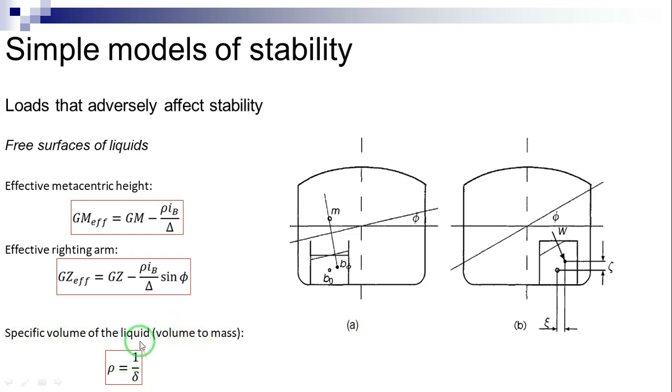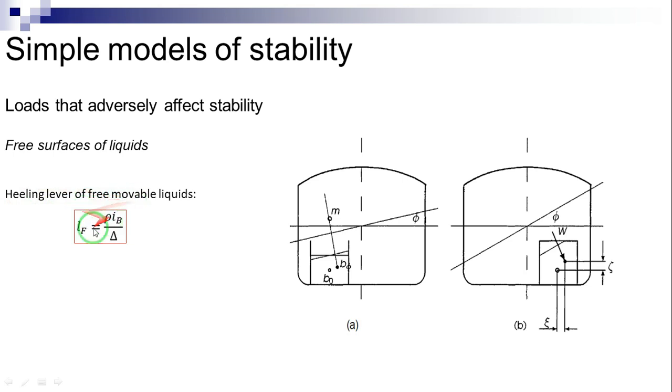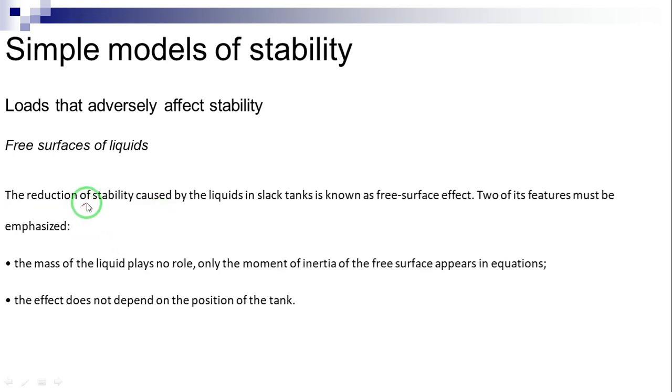Instead of considering the free surface effect as a virtual reduction of the metacentric height and of the righting lever, we can take it into account as the heeling lever of free movable liquids. Its value can be calculated using this equation. The reduction of stability caused by the liquids in slack tanks is known as free surface effect. Two of its features must be emphasized. The mass of the liquid plays no role, only the moment of inertia of the free surface appears in the equations. The effect does not depend on the position of the tank.